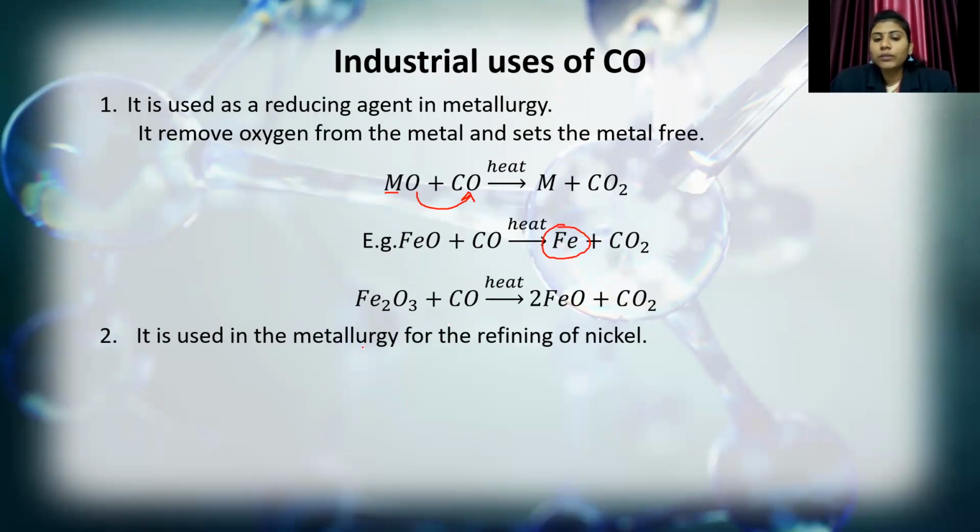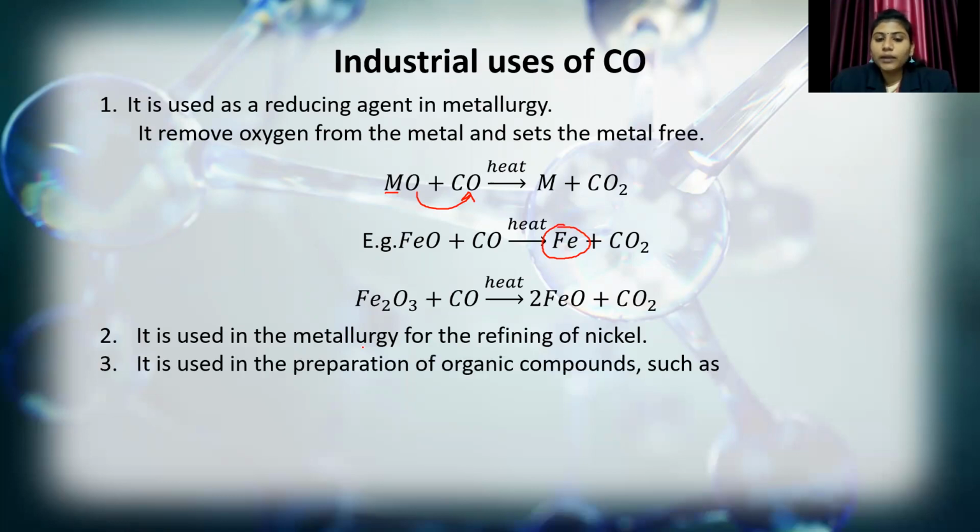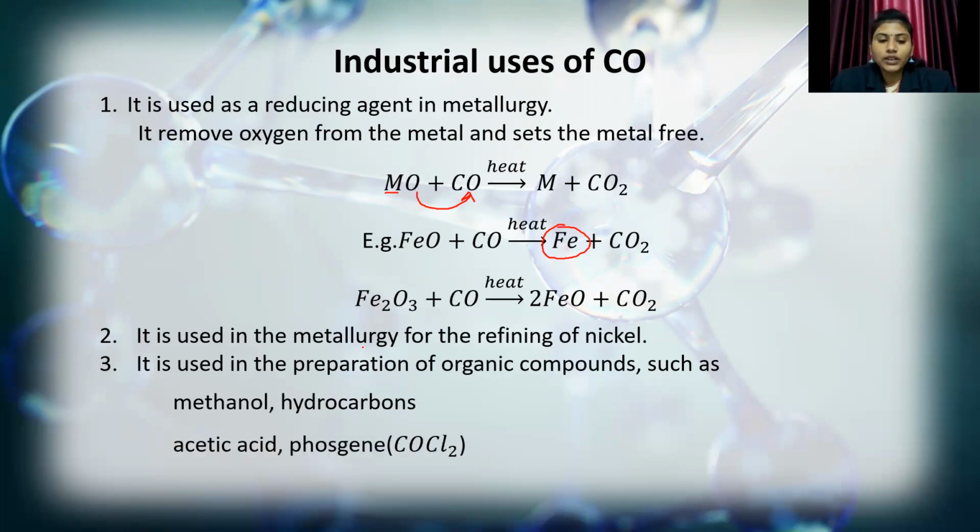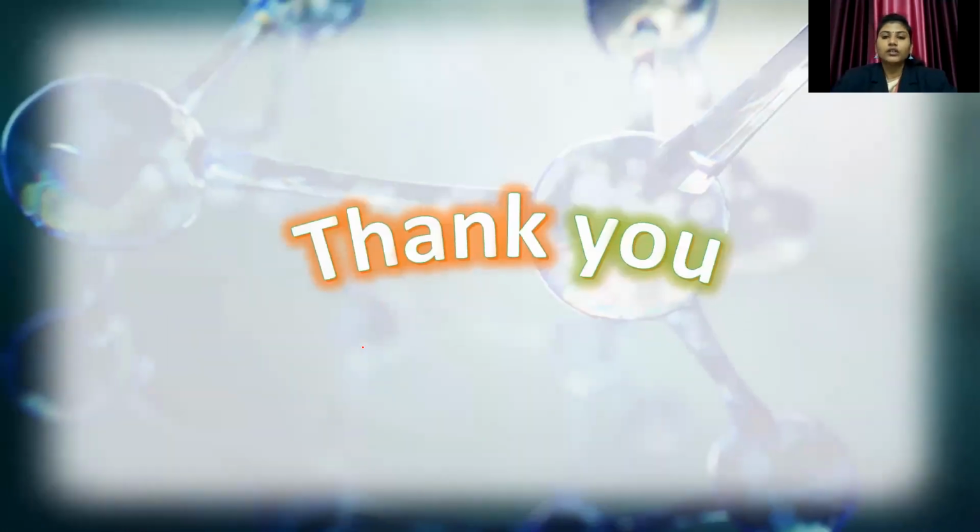It is also used in metallurgy for the refining of nickel. To remove the impurities from the nickel, we use carbon monoxide. It can be used in the preparation of organic compounds such as methanol, hydrocarbons, acetic acid, phosgene, etc.